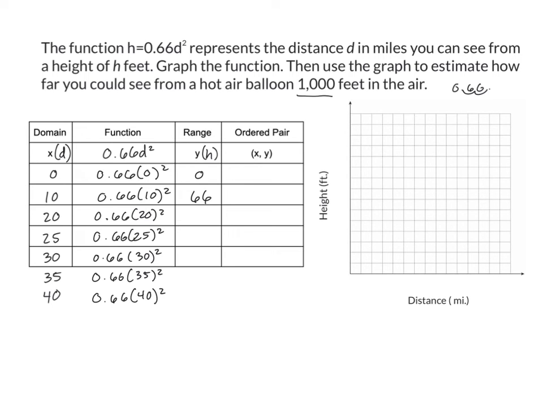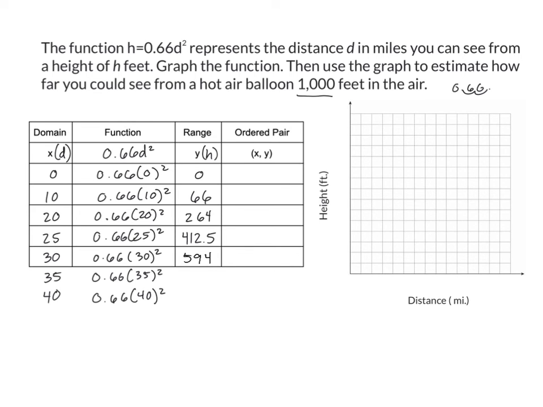And then 20 squared is 400. So I'm multiplying 400 times 0.66, which is 264. So I am using my calculator for this problem, and I give you permission to use your calculator as well. Okay, so 25 squared is 625 multiplied by 0.66 is 412.5. And then 30 squared is 30 times 30, which is 900. And then 900 multiplied by 0.66 is 594.